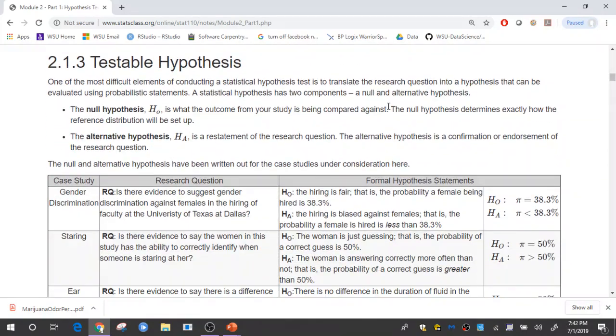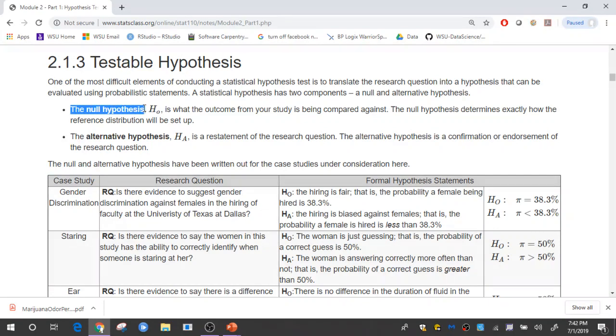How about the formation of a testable hypothesis? This is one of the most difficult elements of conducting a test. That is to translate the research question into a hypothesis that can be evaluated using probabilities. A statistical hypothesis has two components, a null and alternative hypothesis. Let's first talk about the null hypothesis.